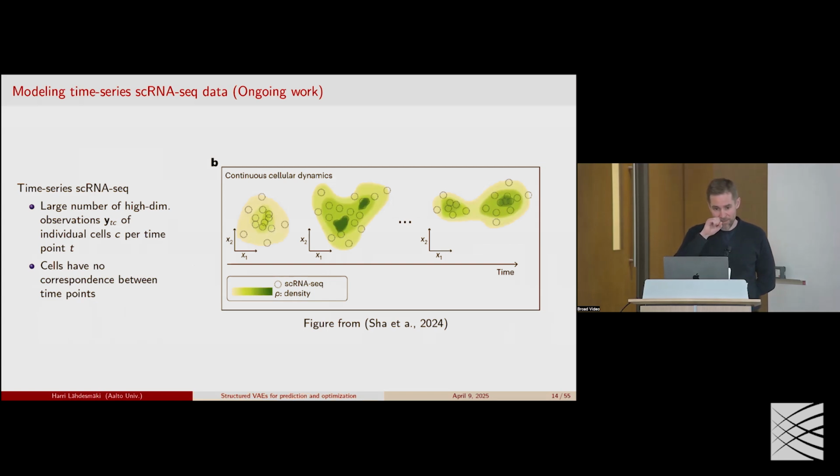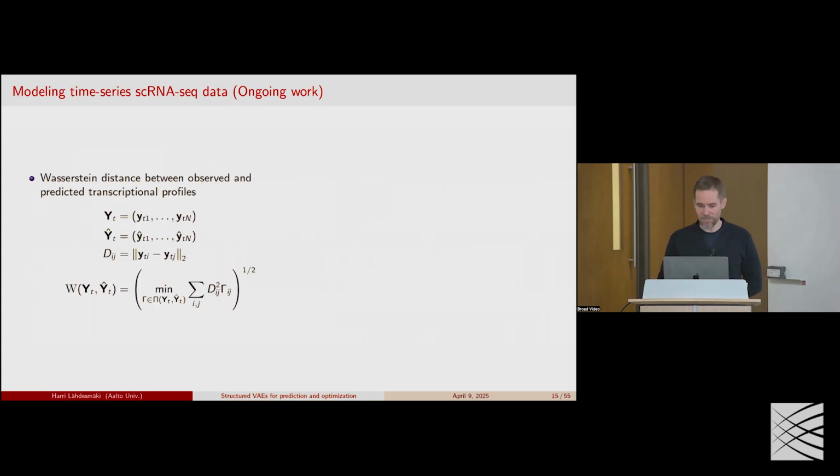So another application is modeling time series single-cell RNA sequencing data. What this kind of experiment gives is a large number of high-dimensional observations, Y_tc, of individual cells c at different time points t. And the key feature of this technology is that you can measure one cell only once. And then what we see is only these marginal distributions at different time points. But nonetheless, we thought that we want to try our models on this type of data as well.